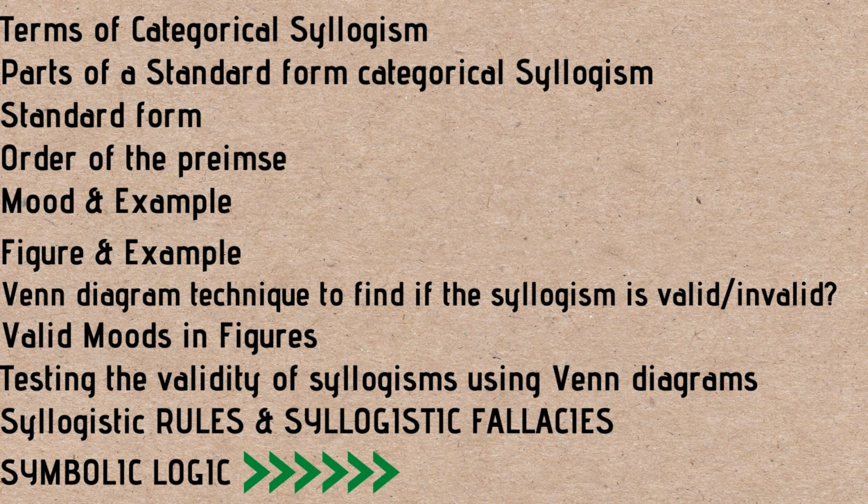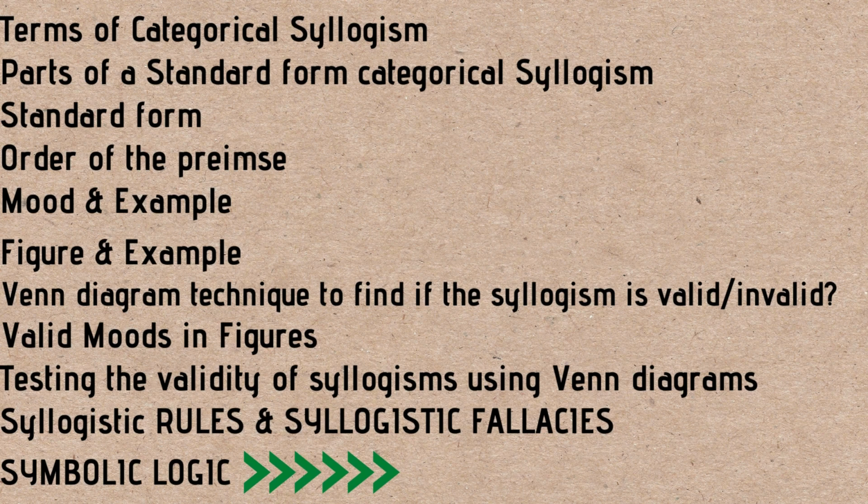And we have seen the terms of categorical syllogism. So what are the terms of categorical syllogism? We saw major term, minor term, and middle term. And the parts of a standard form categorical syllogism consist of major premise, minor premise, and conclusion. We also saw about standard form, which means the major premise should come first, followed by the minor premise, and then the conclusion should come last.